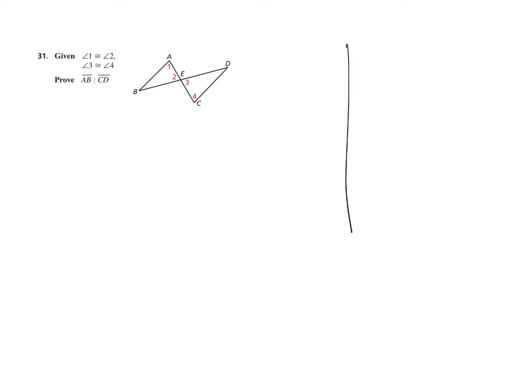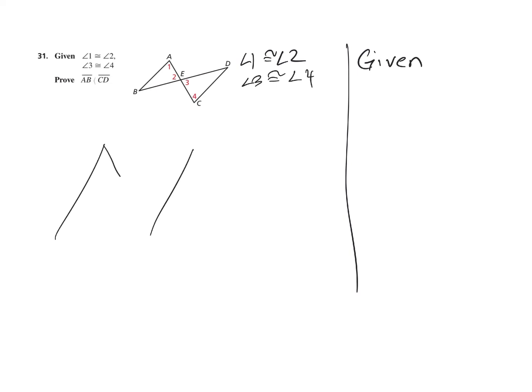Okay, another two-column proof here. What is our given? That's going to be angle 1 is congruent to angle 2, and angle 3 is congruent to angle 4. So we're trying to prove that these two lines are parallel, so I'm going to draw this a little bit bigger. So angle 1 and angle 2 are congruent, and then angle 3 and angle 4 are congruent.